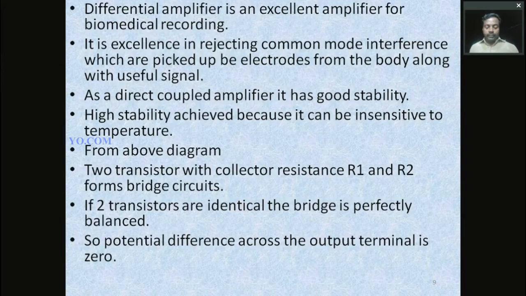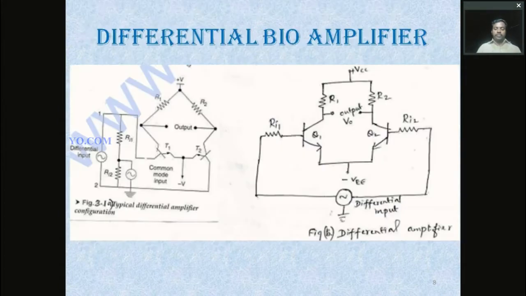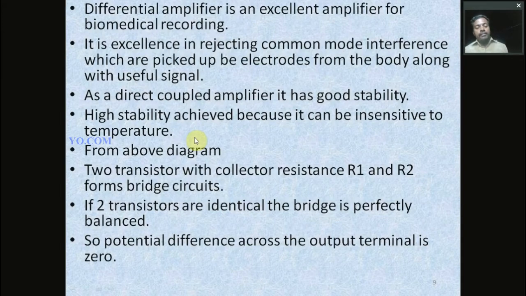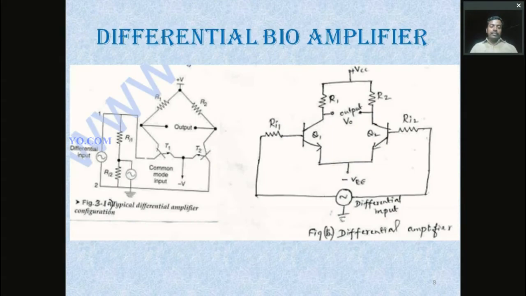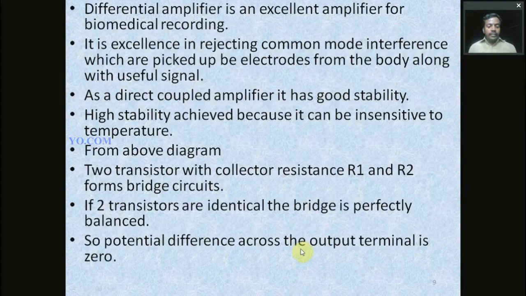Consider the above diagram. Here, the two transistors with collector resistances R1 and R2 form a bridge circuit. See, this is a bridge circuit. Two transistors T1, T2 and collector resistances R1, R2 form a bridge network. If the two transistors are identical, the bridge is perfectly balanced. Consider these two transistors to be the same transistor. Then the resistances are also constant, the same value, and the bridge is perfectly balanced. So the potential difference across the output terminals is zero.